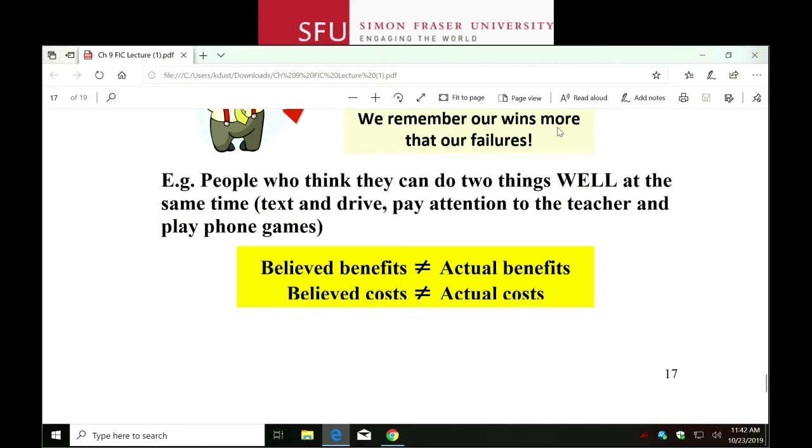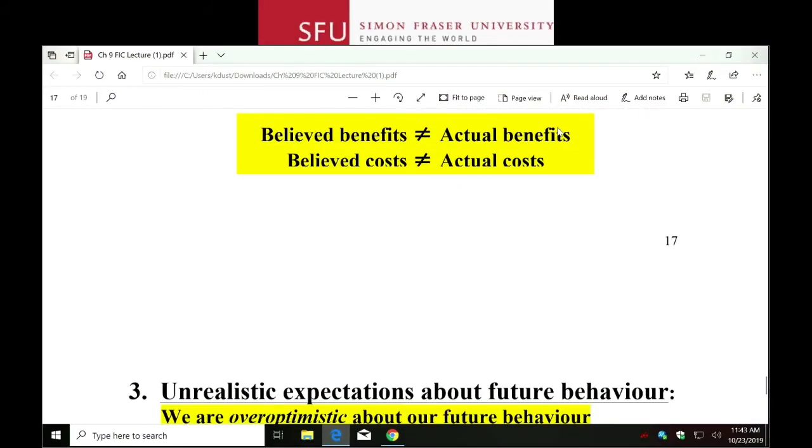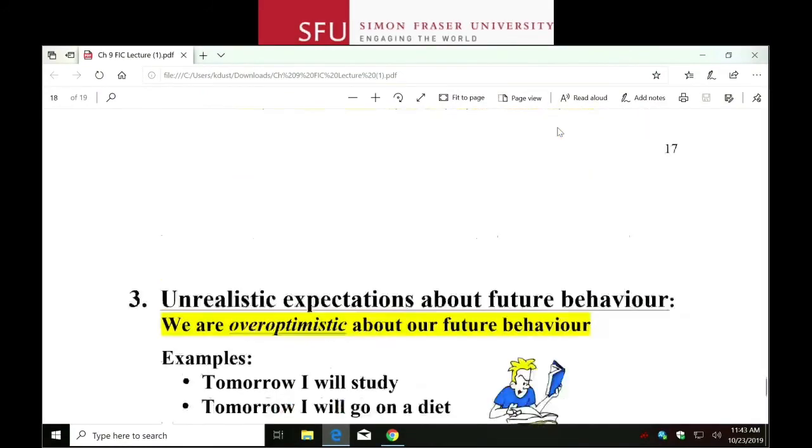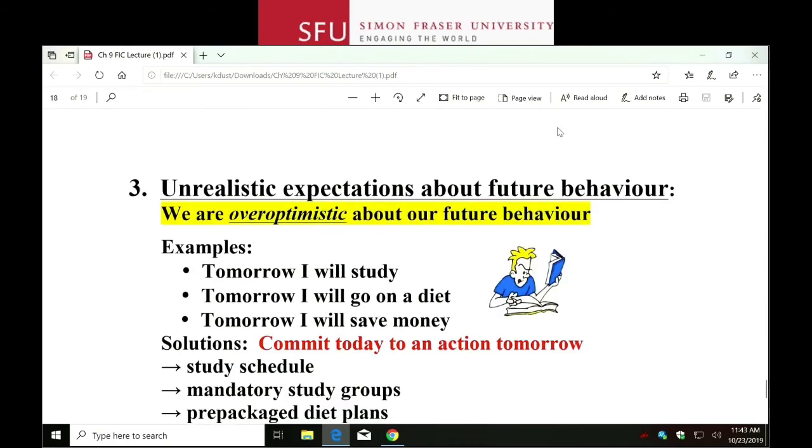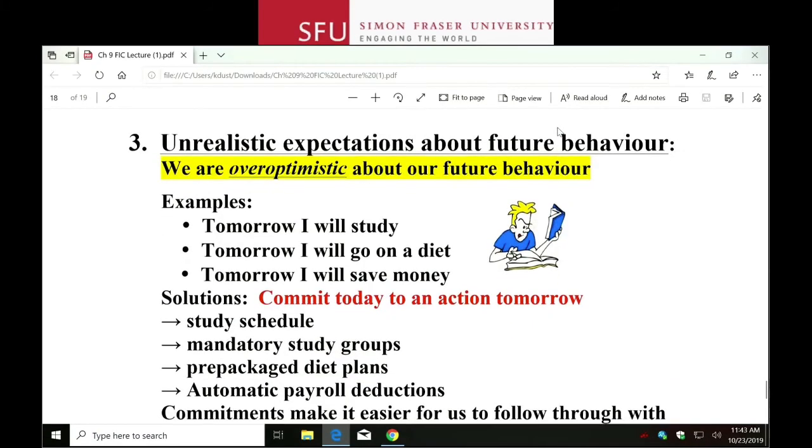Okay, next one. How often do you say to yourself, I will study tomorrow? Not today, I'm feeling a bit tired today. Tomorrow I'm going to be super productive. So, unrealistic expectations about future behavior. We are over-optimistic about our future behavior.